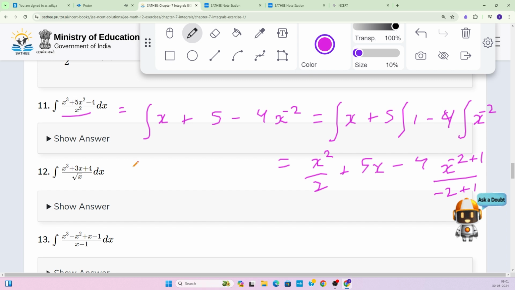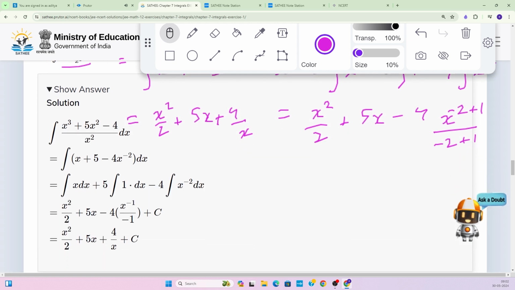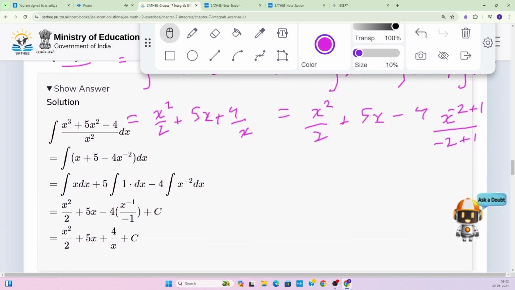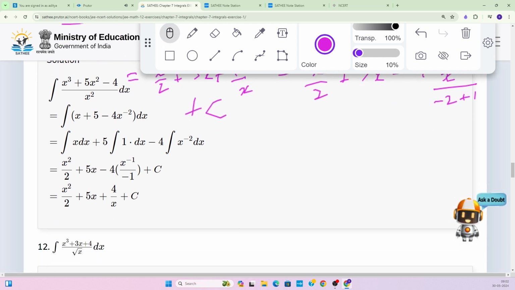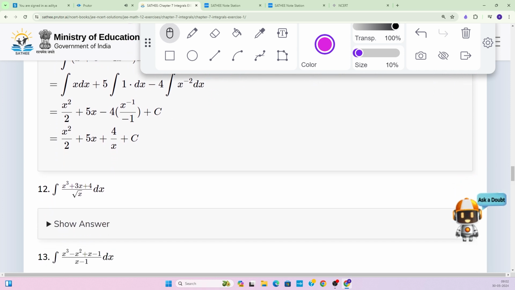So your final answer will be x square by 2 plus 5x, okay, minus, this will be plus, 4 by x. So this will be your final answer. Clear? As you can see, x square by 2 plus 5x plus 4 by x plus some constant. Okay. We just forgot to add this constant. Clear? Okay. Let us move next.